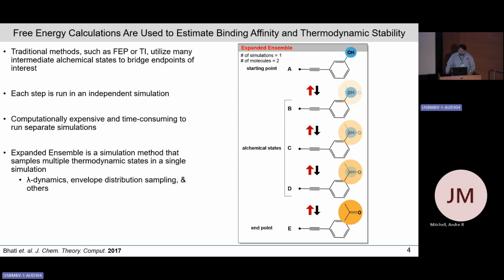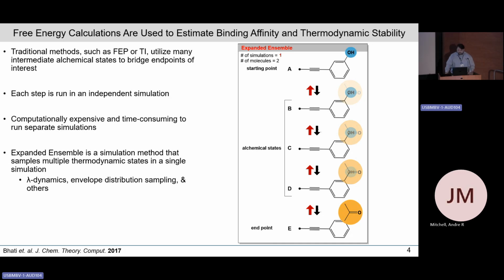And then if we start using expanded ensemble methods, as we've heard about in earlier talks today, it allows us to sample multiple thermodynamic states in a single simulation. And there have been some very interesting developments in lambda dynamics and enveloping distribution sampling, and obviously even more.